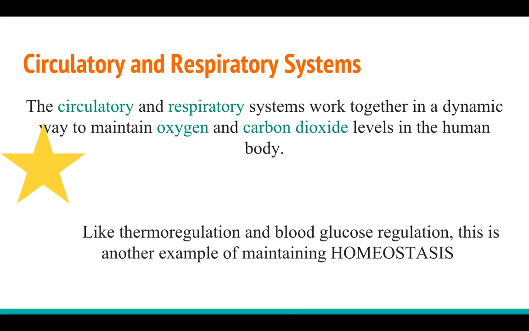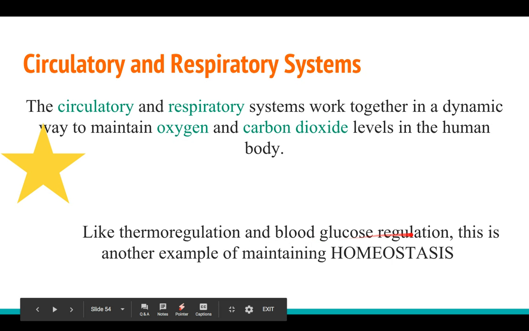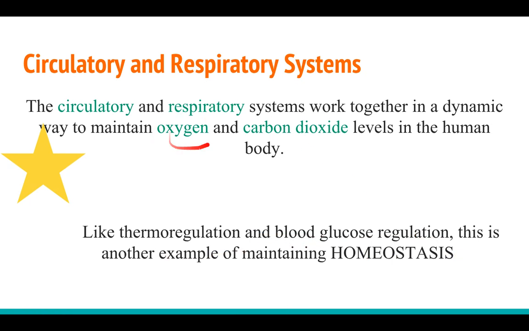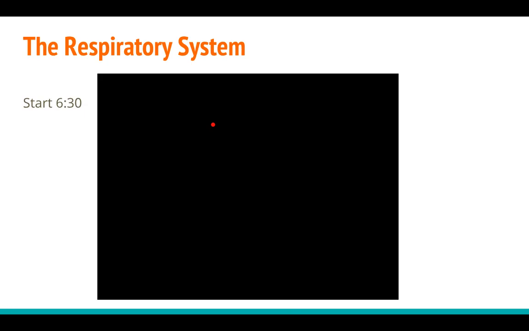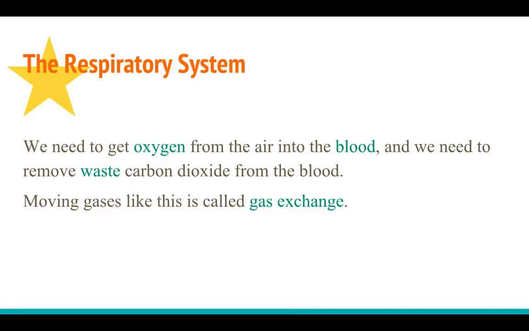All right. Circulatory system and respiratory system. Very important point. The circulatory and respiratory system work together in a dynamic way. That means changing to maintain oxygen and carbon dioxide levels in the human body. Like thermoregulation and blood glucose, this is another example of maintaining homeostasis. You have to have the right amount of oxygen and the right amount of carbon dioxide. All right, you can watch some of these videos. So we have to get oxygen from the air into the blood. Okay, this is important.